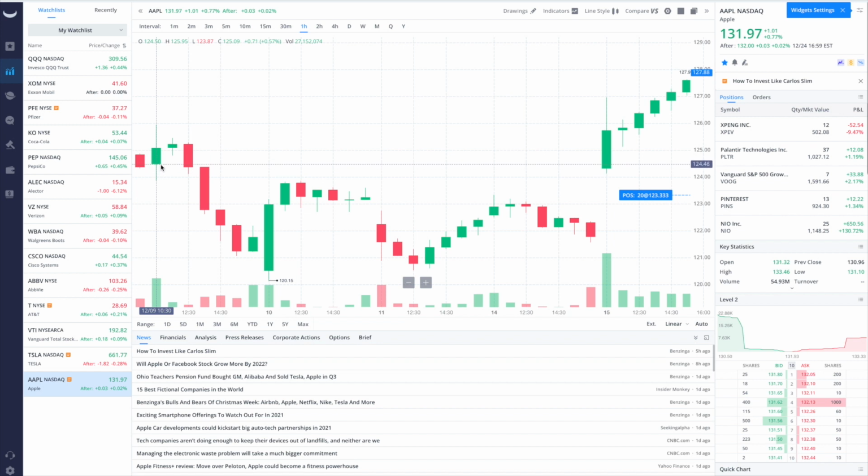So if we look at this candlestick, it opens right over here at $124.50, and then the highest point it went up to is right over here. I know you can't see this because the cursor and the crosshair are in the way. So right over here is at $125.95.